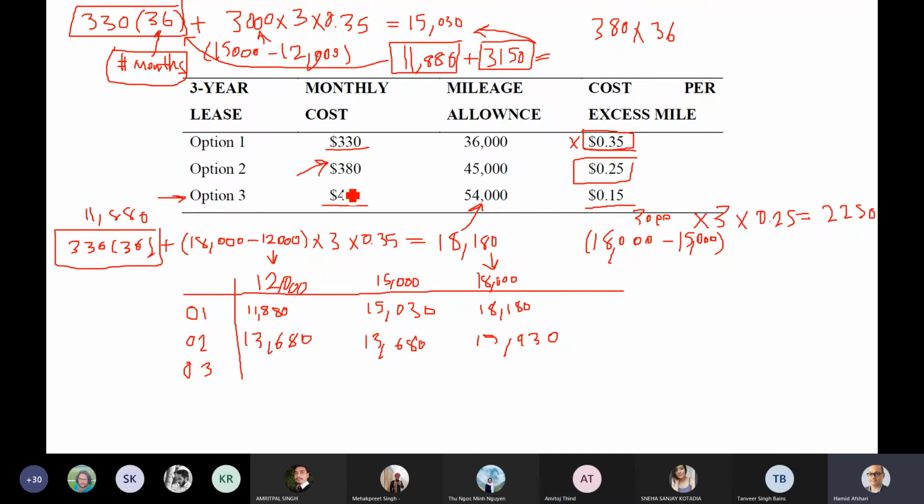The same for the last one. We have a fixed cost here, which is 430. This should be multiplied by 36. So how much will that value be? 15,480. Okay. This will be repeated for all of them because we are not going above this for any other options. All of the alternatives will be less than this one.